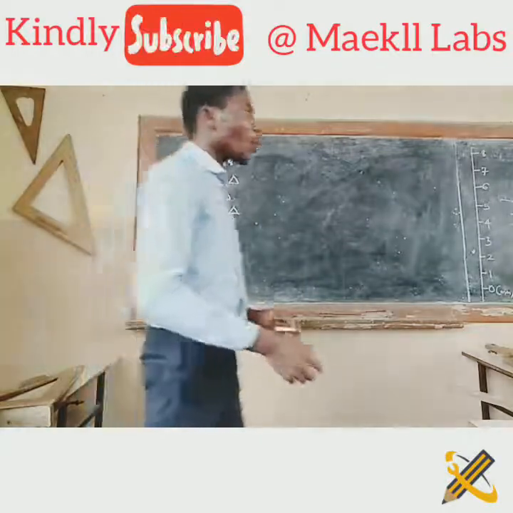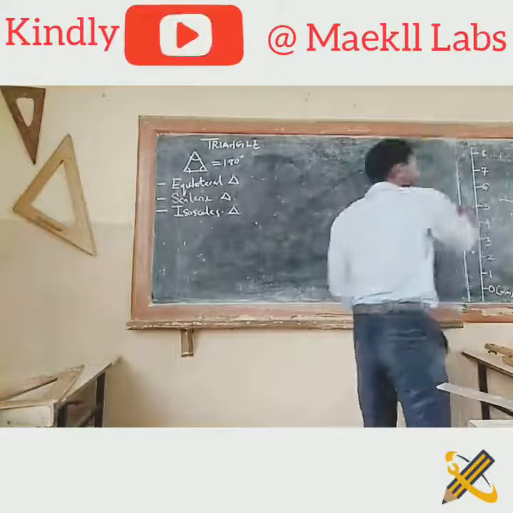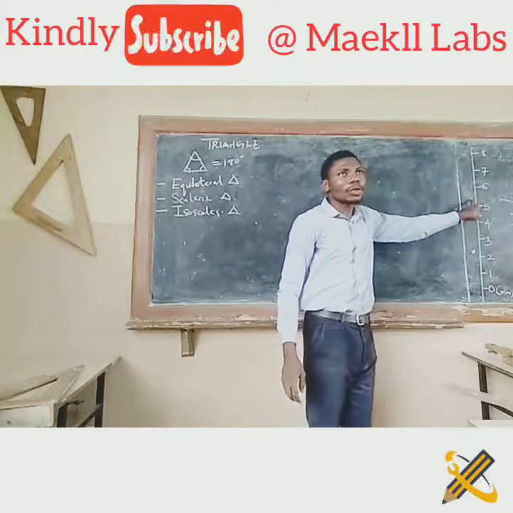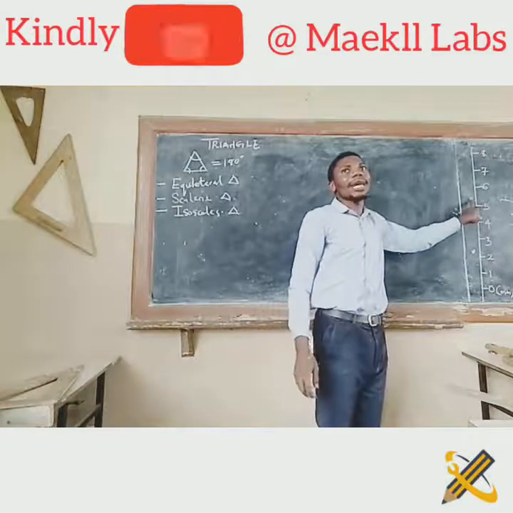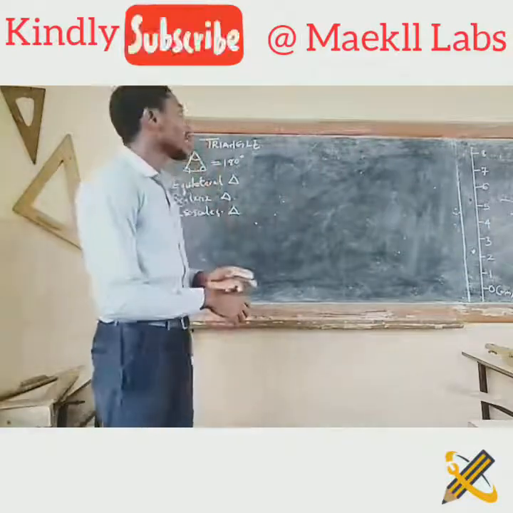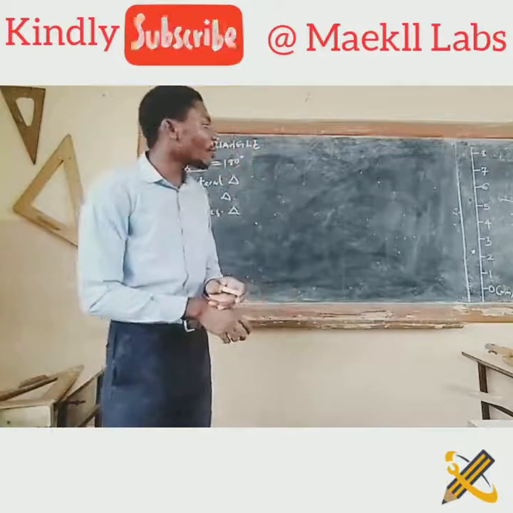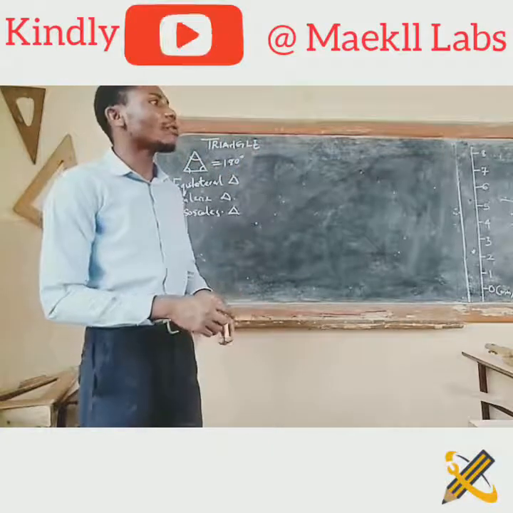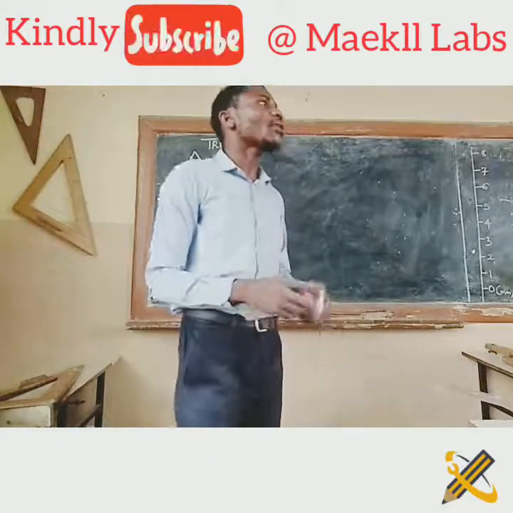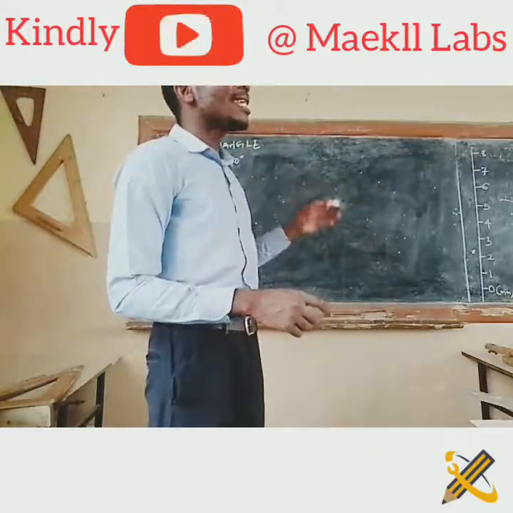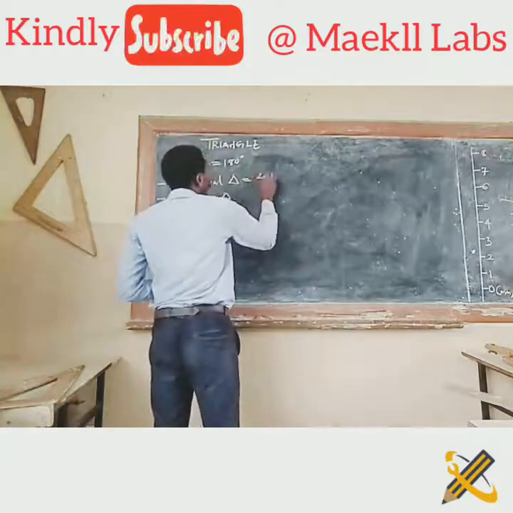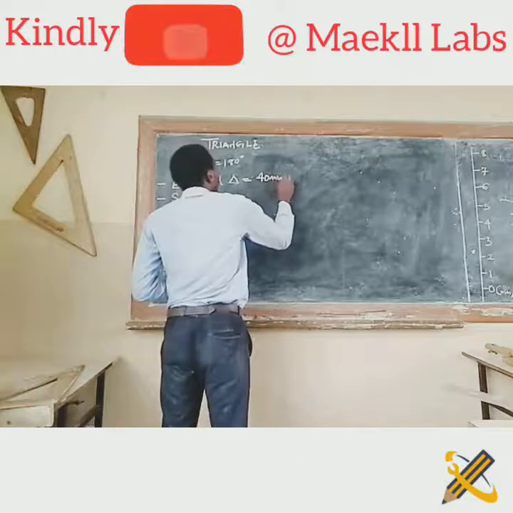So we'll be looking into the construction of each of these triangles. Towards my right-hand side, I have my ruler. Because I'm doing this on the chalkboard, I'm going to use this as my ruler. For the very first one, I'm going to construct an equilateral triangle of side 40 mm. Since it is equilateral, all sides are equal, which means sides A, B, and C are going to be 40 mm each.